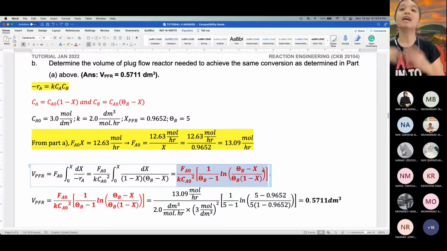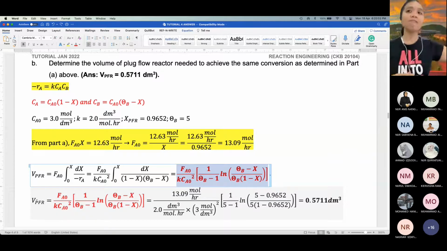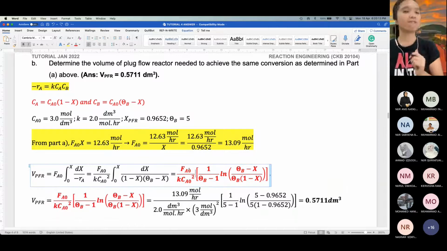Second challenge, replacing with values. You must know what we want to find. We want to find the volume of the PFR, meaning the left hand side is what I want to find. Right hand side, everything must be replaced with numbers. So again, we do it one by one. Okay, so first FA0. This part also has a little bit of confusion. Why? Now we need to replace FA0, right? Okay, so you must remember.